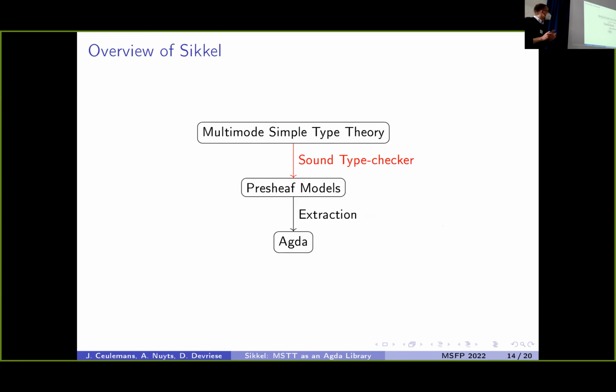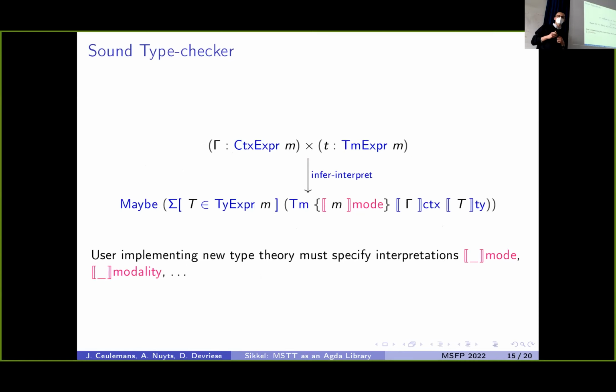So we've looked at the first two layers. Let's now discuss the bridge between them, which is a sound type checker, and actually even a sound type inferencer, because there is an Agda function, interpret, that will take an MSTT context at mode n and an MSTT term t at the same mode n, and will then verify whether t is well typed in Gamma. And if that's the case, it will return an MSTT type T, and the denotation of this term t as a semantic term over the base category. That's the interpretation of this mode n with the right context and type.